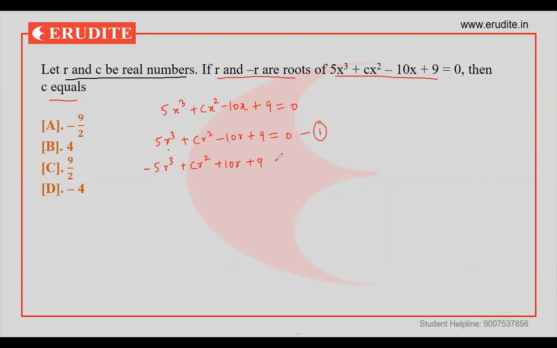and plus 9 equal to 0. So this is the second equation we have. Now guys, I'm going to do two things. First thing is, I'm going to add these two equations, equation 1 and equation 2.